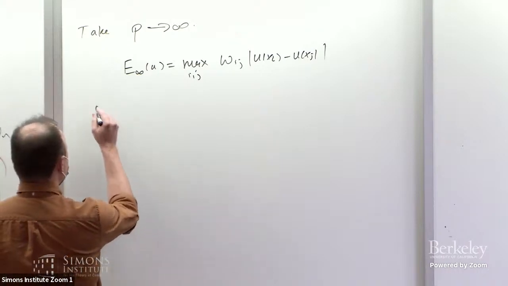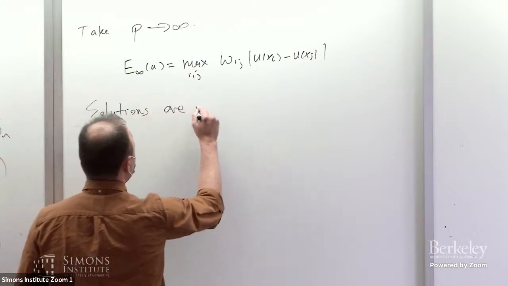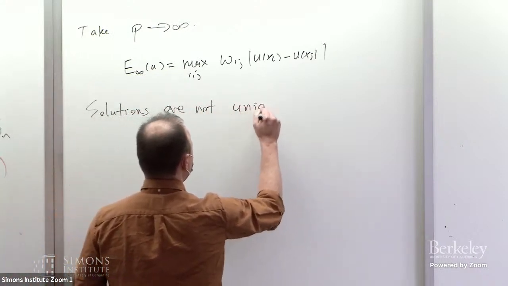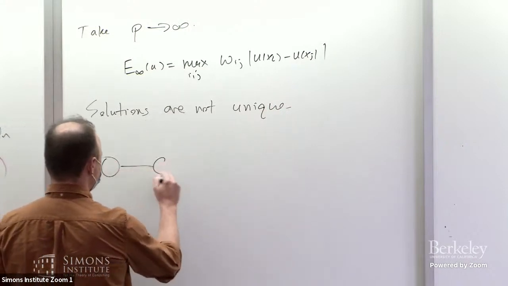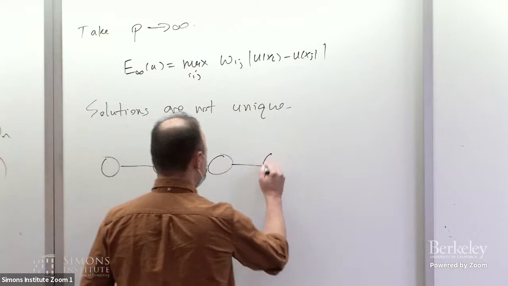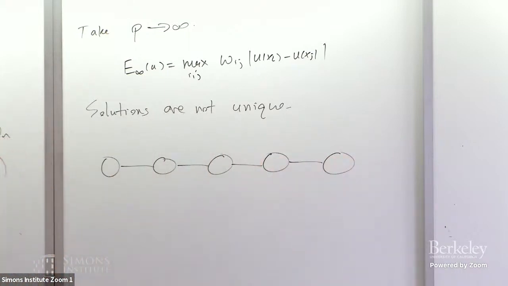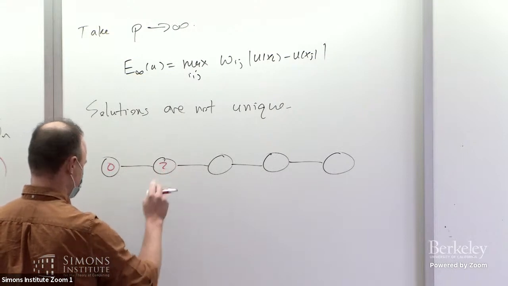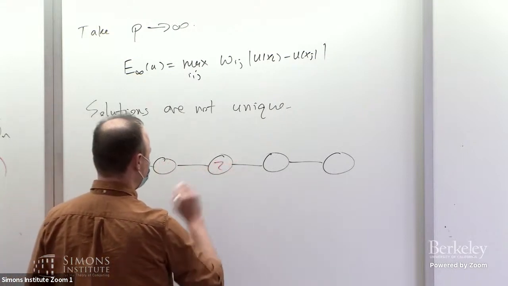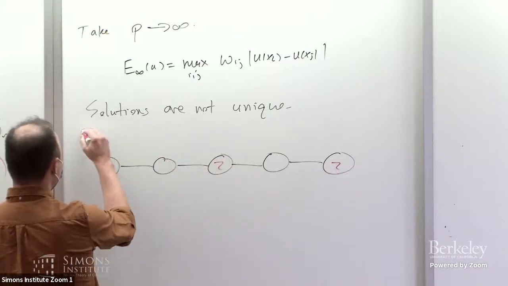A really simple example is, here's a very simple graph. So I'm going to put a bunch of nodes back to back. I think I need 5 of them. And the red numbers will be the label constraints. So I'm going to put a 0 here and a 2 here. Sorry, a 2 here and a 2 over here as well. So these are the labeled guys.